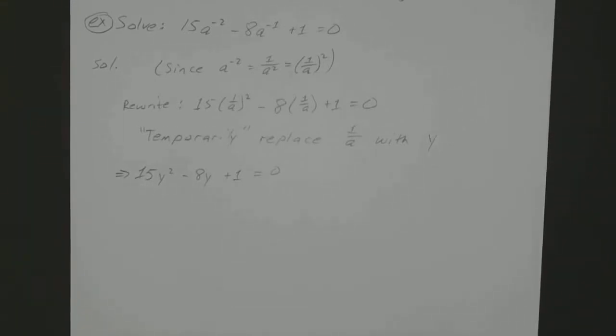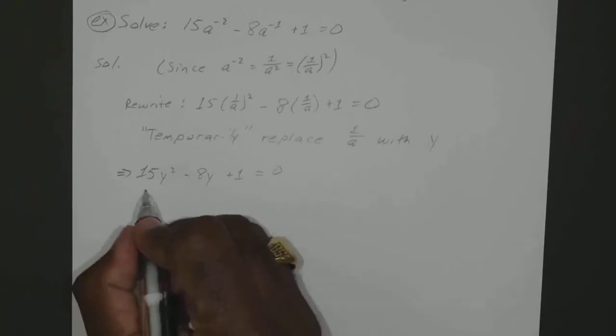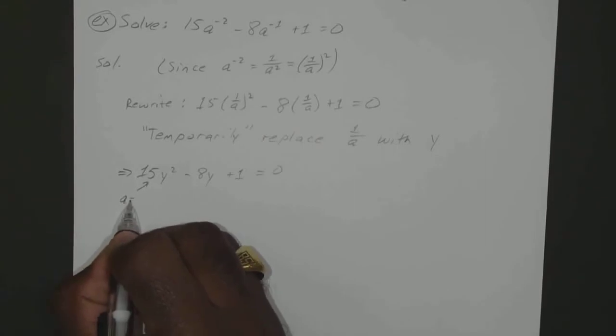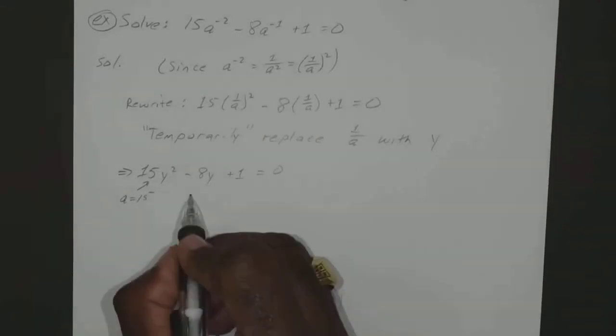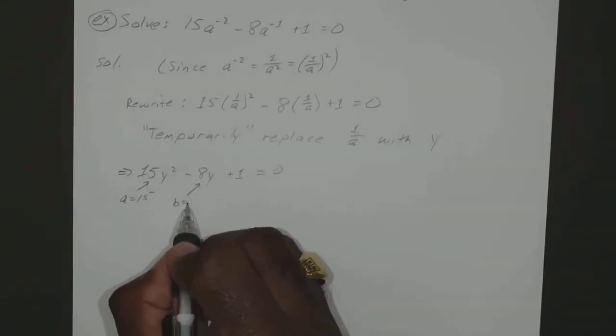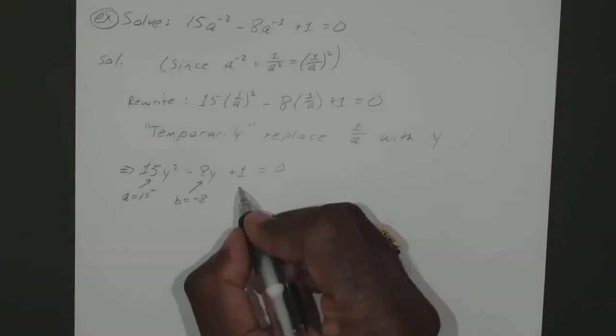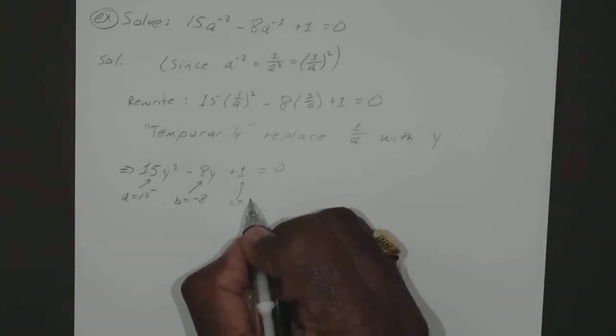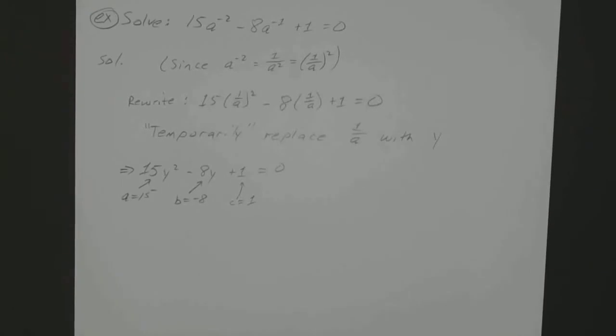Once again, you can solve it using the A times C method or the quadratic formula. It doesn't specify a specific method, so you can pick any one. Usually when it doesn't specify one, I just pick the quadratic formula. So we know here that a equals 15, b equals -8, and c equals 1.